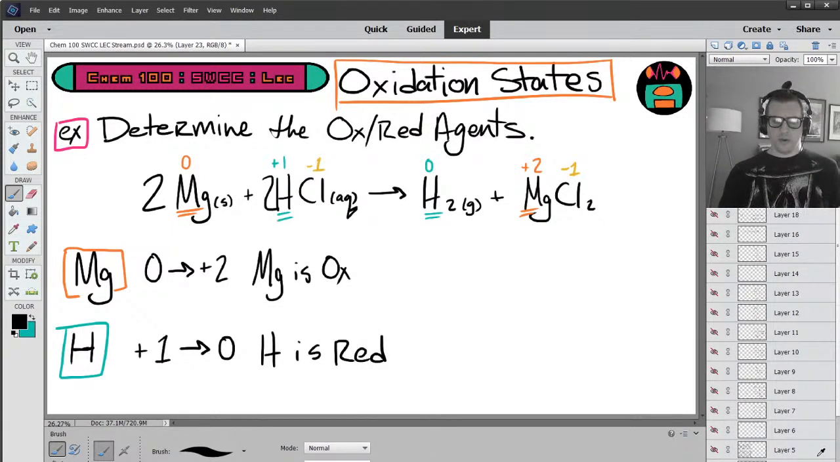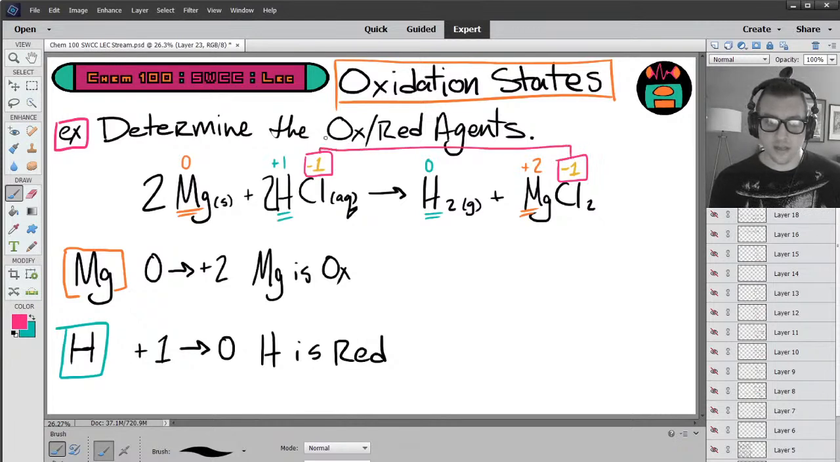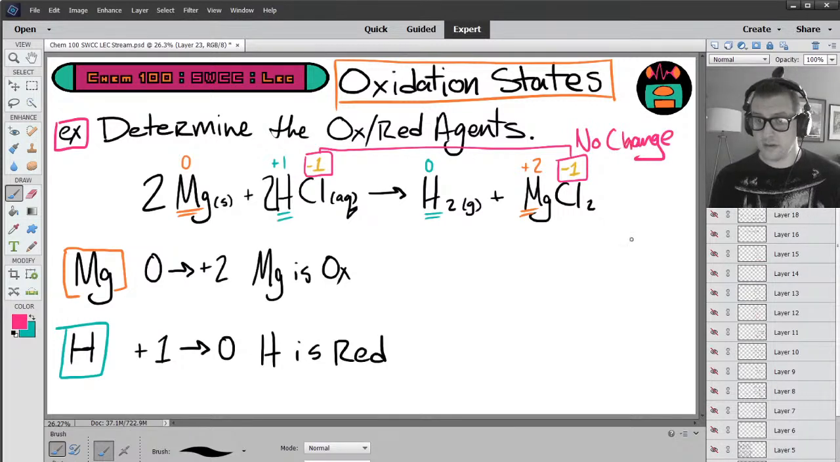Now you might be looking at this and going, well, what about chlorine then? What's chloride in this? And chloride is nothing, because chloride experiences no change. So we can ignore it. Chloride experiences no change, so it's not a part of the reduction or oxidation in this reaction. It's a non-player.